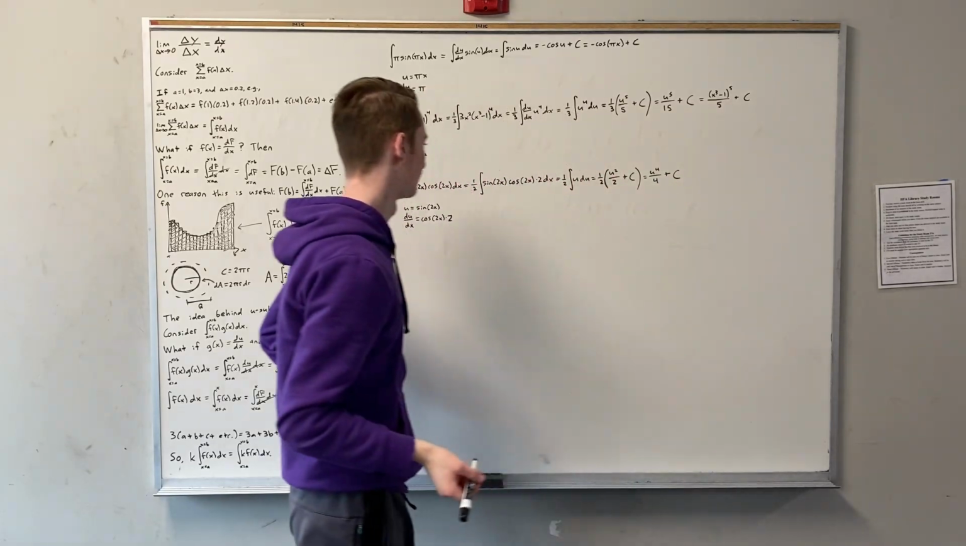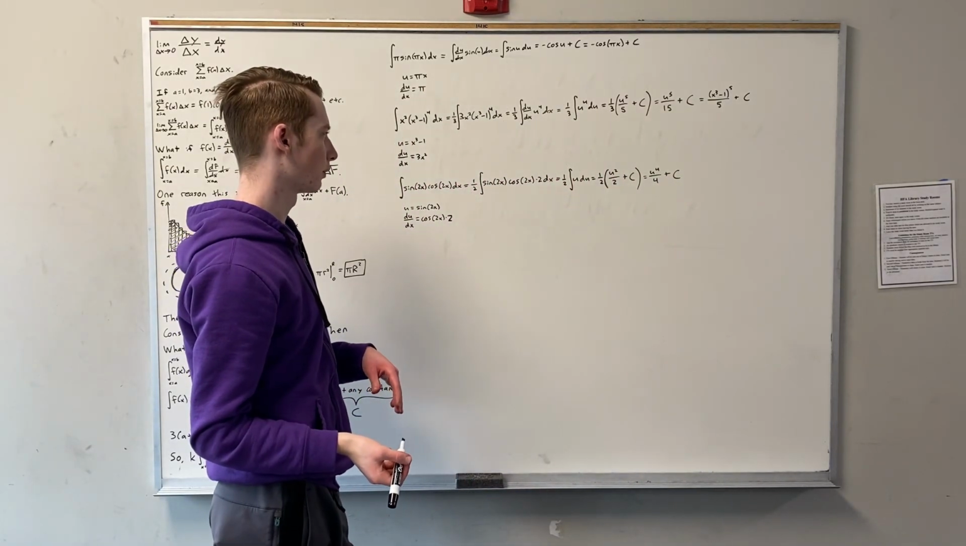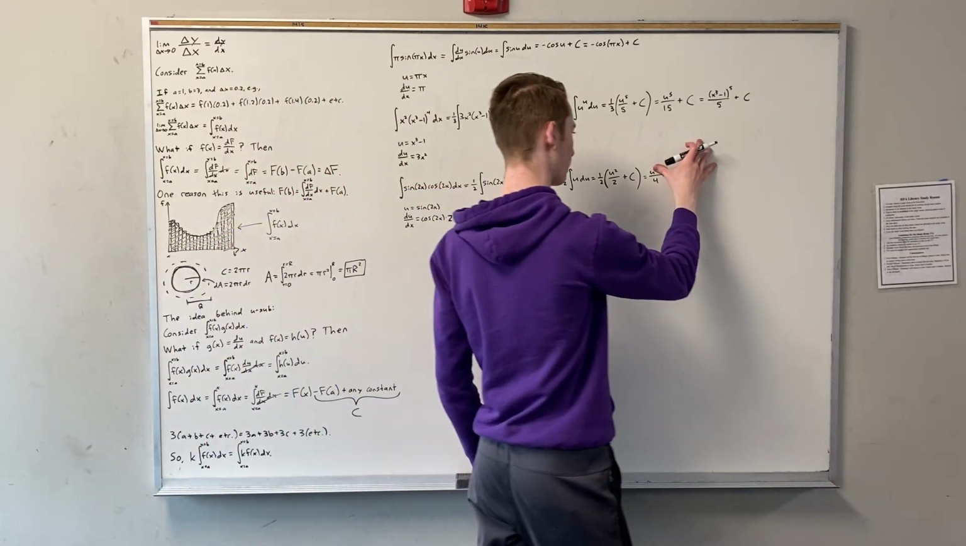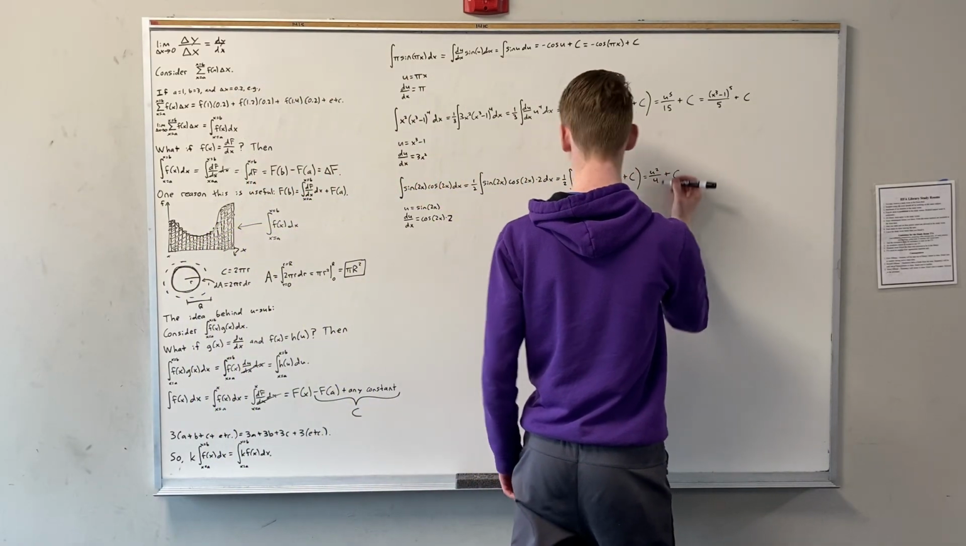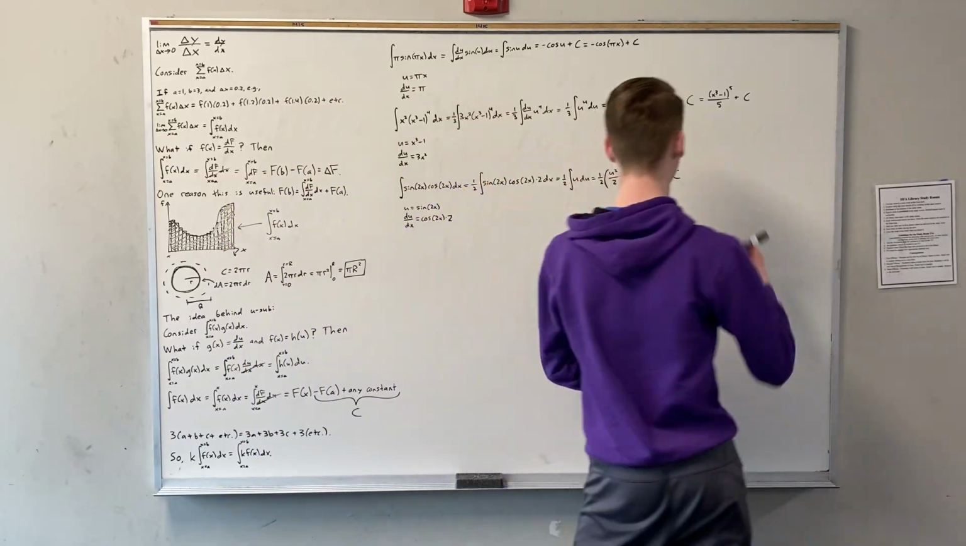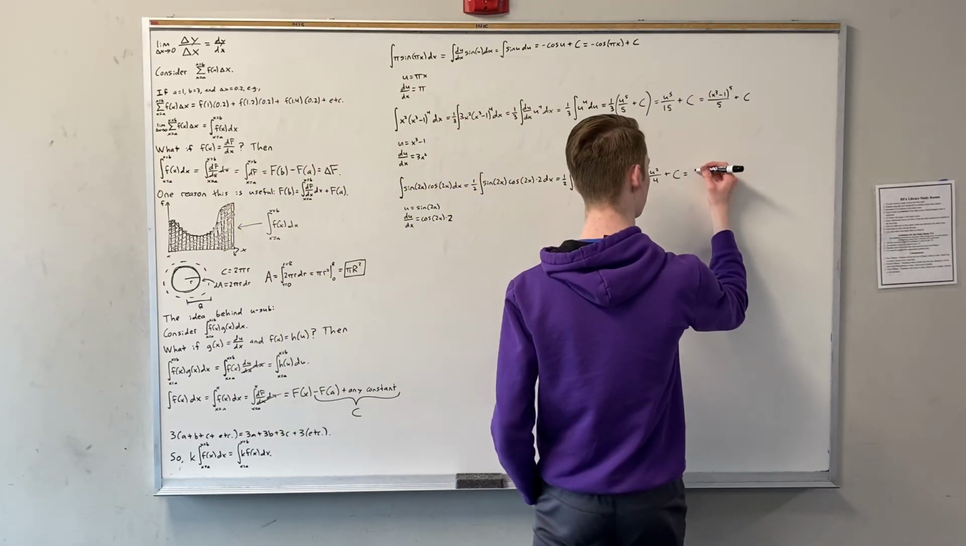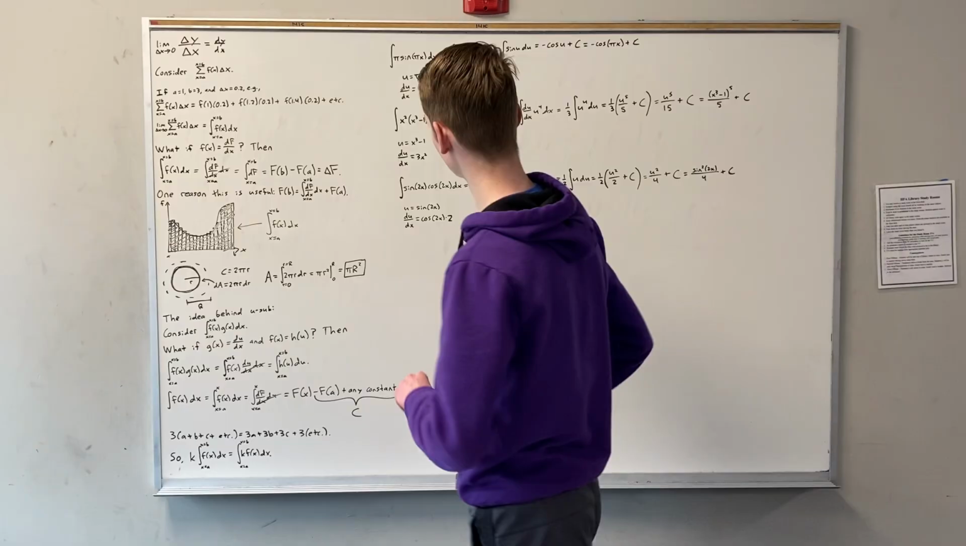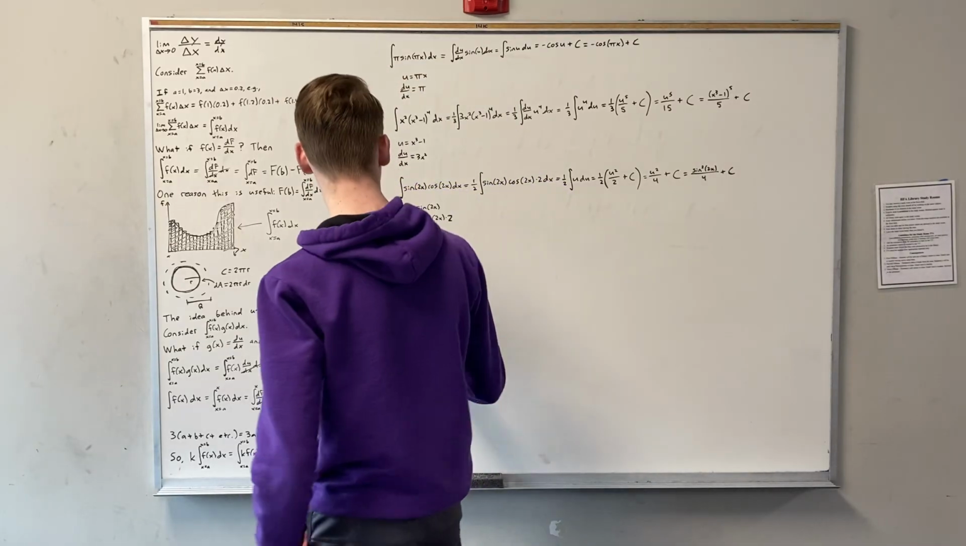So u to the 4th over 4, whoa, u squared over 4. And then I just plug back in so I can get things in terms of x again. So that's sine squared of 2x. Sine x over cosine cubed of x.